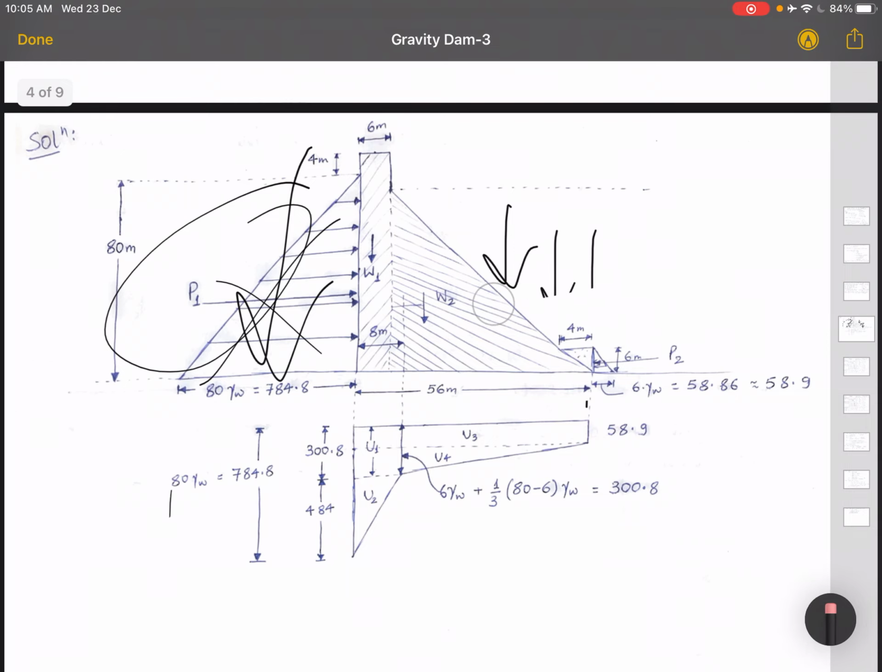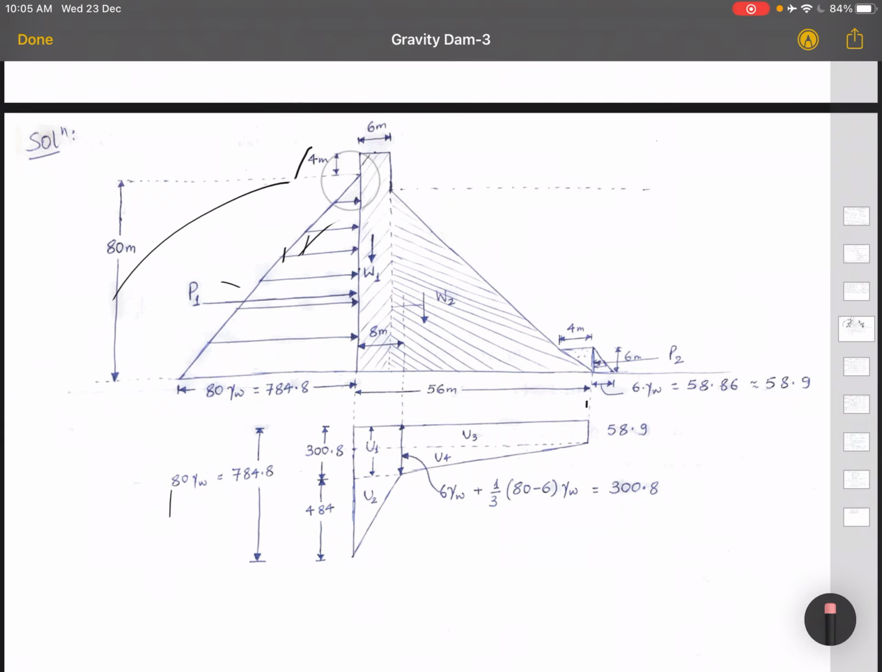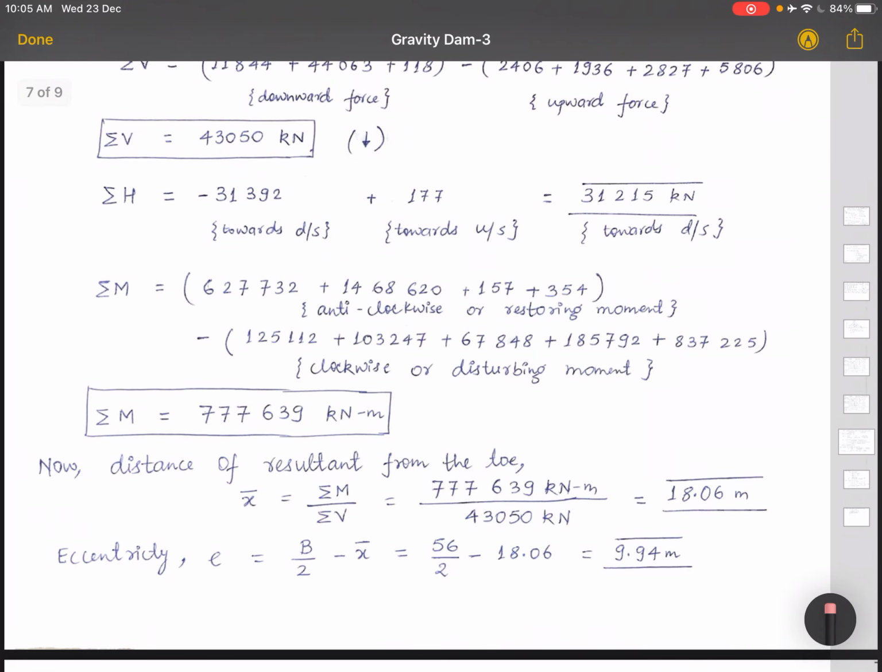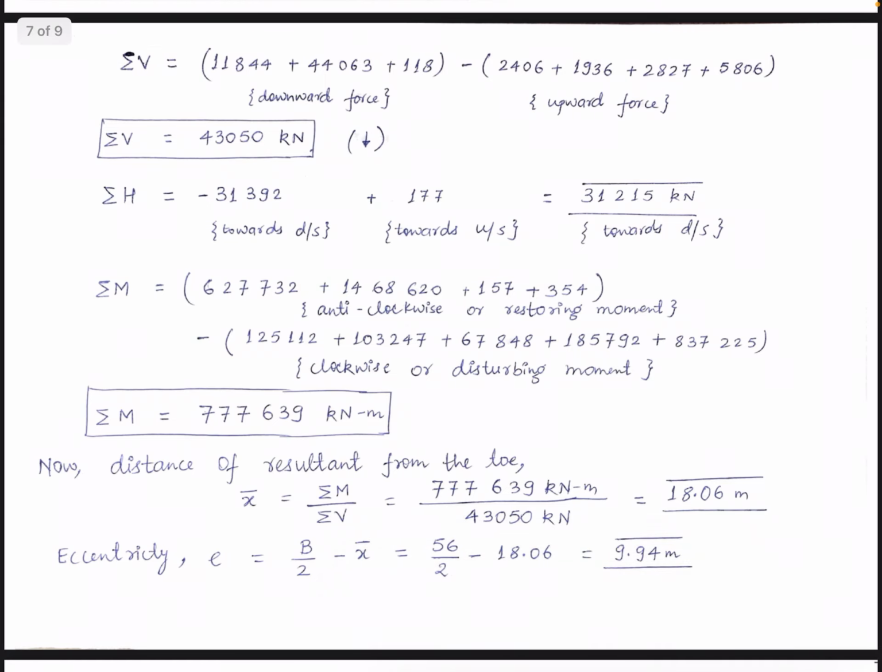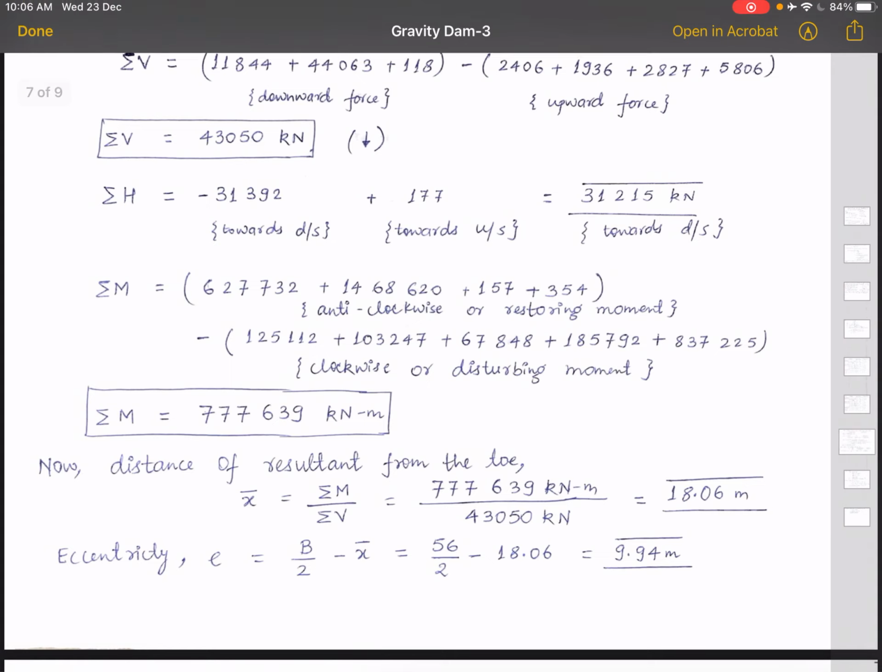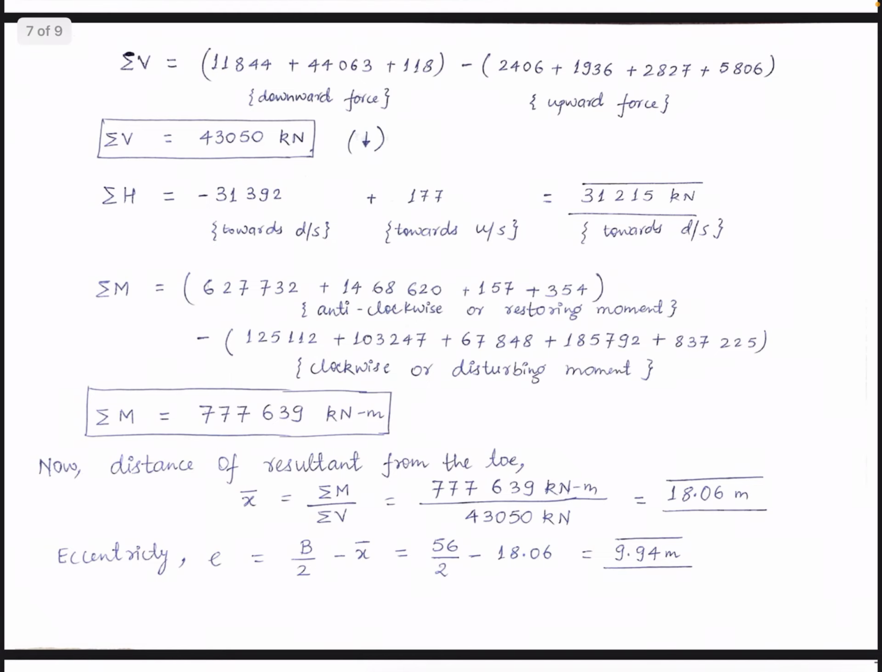Okay, that's why we have taken the weight of downstream water, not upstream water. Clear? So this is very simple. Just put in the values: the downward forces along with the weight of the dam, minus the upward forces. The upward forces are nothing but u1, u2, u3, u4. That is the uplift force.